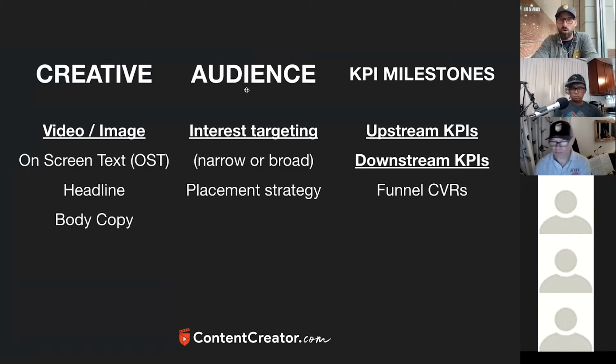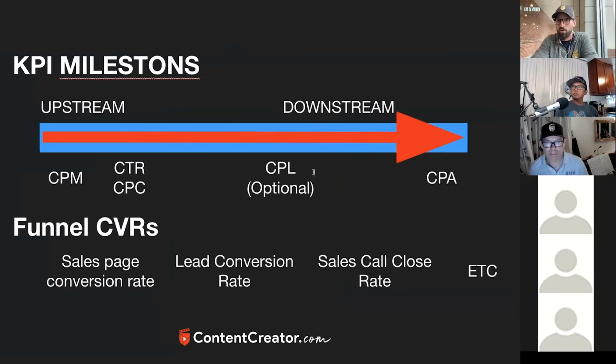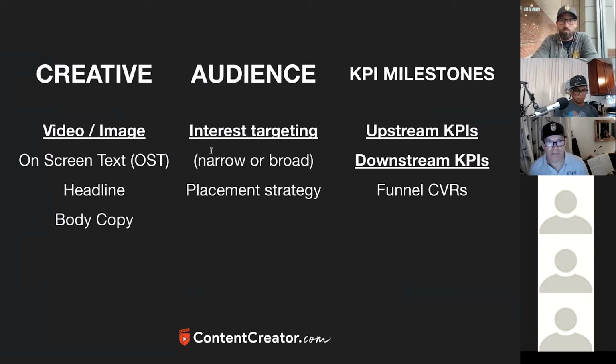And when it comes to audience, the biggest thing we're looking at is different interest targeting. Now we can go narrow or broad, and the placement strategy could be cold traffic, retargeting, whatever it is. But we want to find several interests that we can test, a minimum of 2, especially when we first launch a campaign. Minimum of 2 interests, a minimum of 2 video creatives. Okay. And then our KPI milestones.